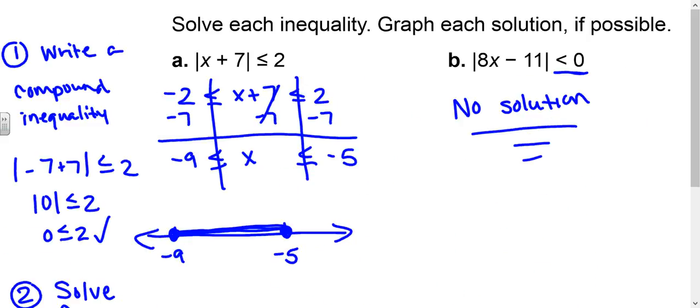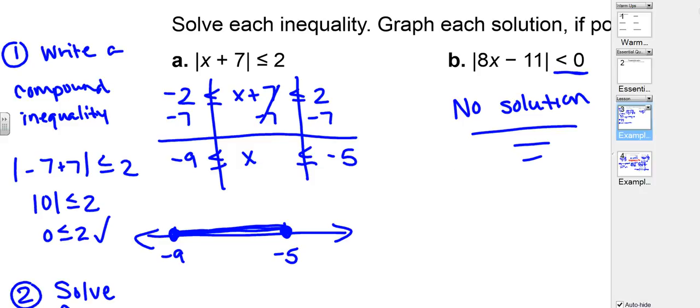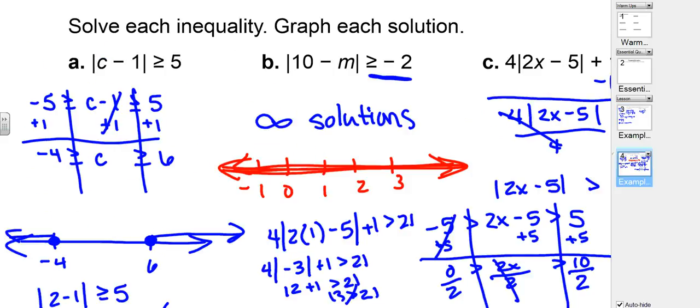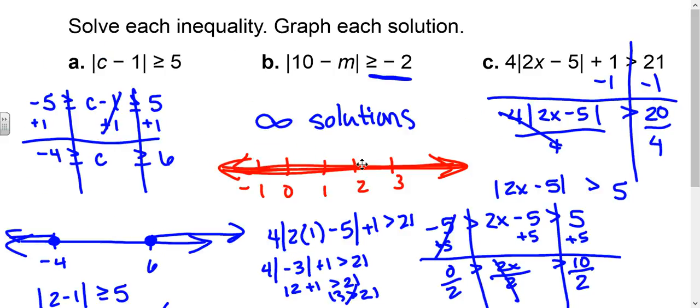Now if I back up to the one that had no solution, then if it has no solution, I can't graph anything on the number line. So this one you will just not graph. But for infinite solutions or all real numbers, you will draw a line over your number line to represent that it will be any number or a solution.